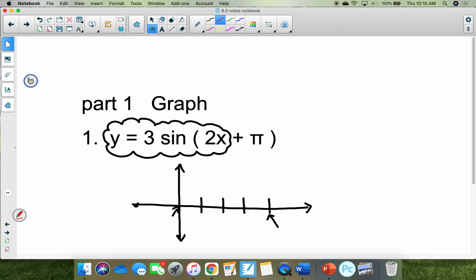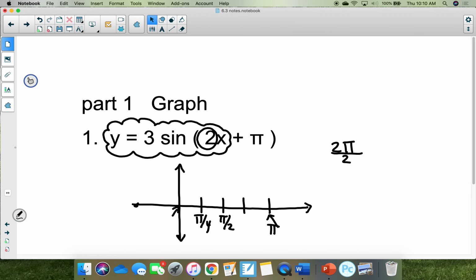Remember in 6.2 that was the period. 2 pi divided by the k, and the k is the 2. So pi is your period, pi over 2, pi over 4, and so on. You're going to go up 3, and you're going to go down 3. So this is just a good review of 6.2.